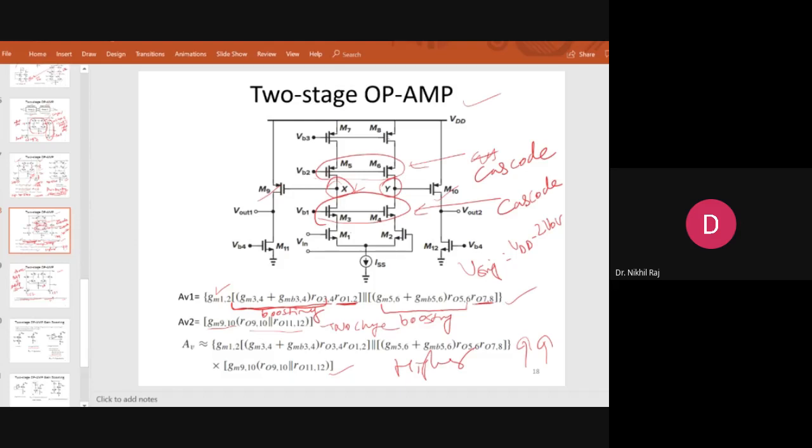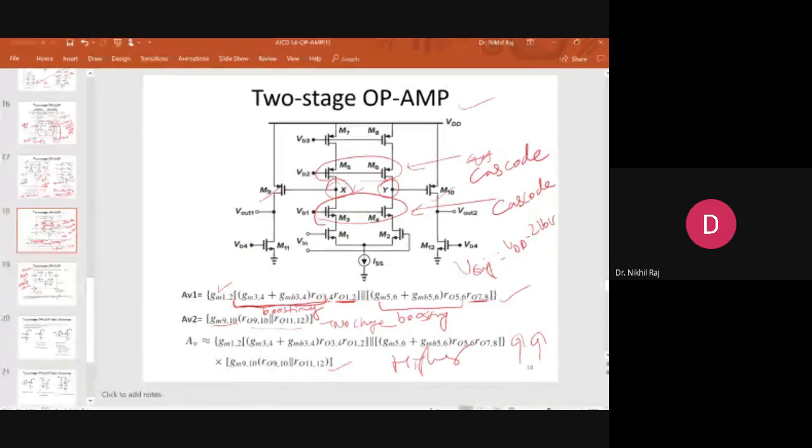In other approaches, there are some gain boosting techniques, where we can improve the gain without increasing the cascode stages. That is all we will see in the next class, and how the gain is improved, I will show in that class. Okay, so right now we will stop at this point.